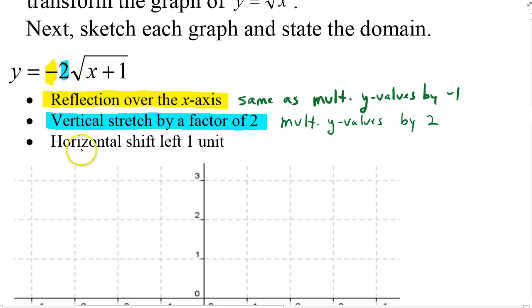The last one is our horizontal shift left by 1 unit. I've kind of run out of colors here, so I'll say horizontal shift left 1 unit. That's this one right here. So that means the same as subtract 1 from the x values. Okay, so let's try these.